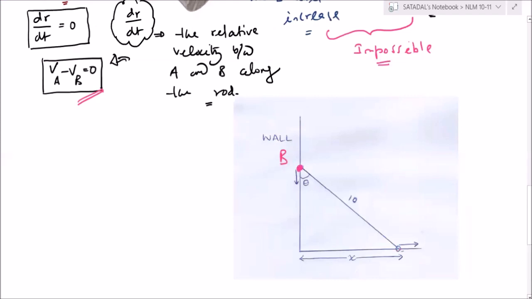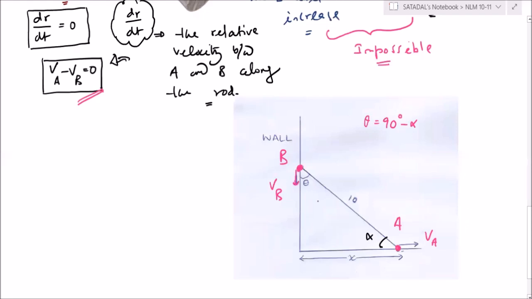This is B and this is A. This is moving with VA. This is coming down with VB. And we have already written theta is equal to 90 degree minus alpha. You check now, everyone. Let us focus on the diagram.